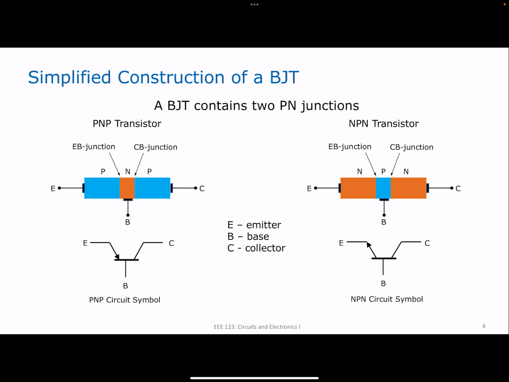If you take a look at the circuit symbol for your NPN, the arrow is pointing from the base toward the emitter because that is the direction of current flow if your emitter base junction is forward biased. It will be from P toward the N.